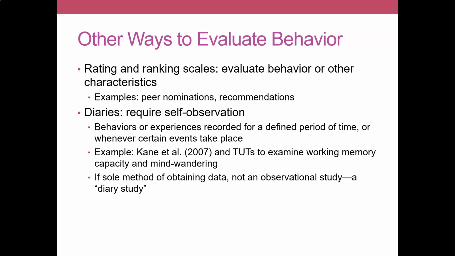Some observational researchers look at effects of popularity or unpopularity on kids at school. One of the ways they can measure popularity is by sending out a peer nomination: name the 3 kids that you would most like to be friends with. And that's how they can get that observational index. That can include recommendations.